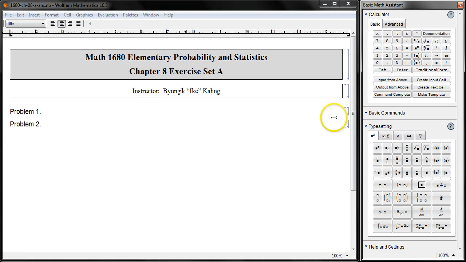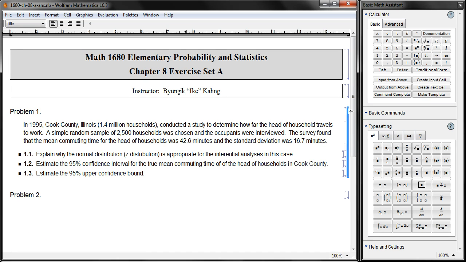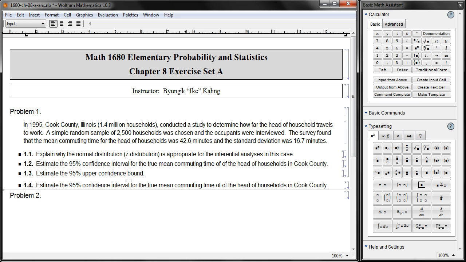In the previous video, we discussed problem 1, and problem 1 is about normal approximation. We use the normal approximation to estimate confidence intervals and confidence bound. Let's look at 1.2 a little bit more closely. We use 95% as our confidence level, but what if I change this problem to something else?